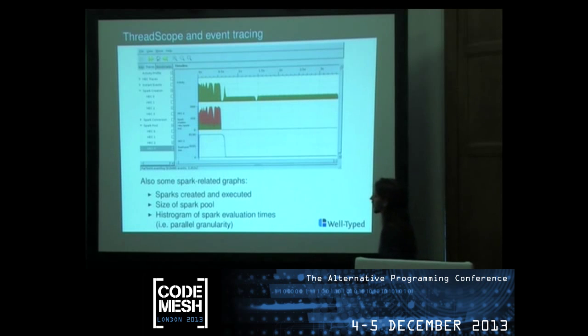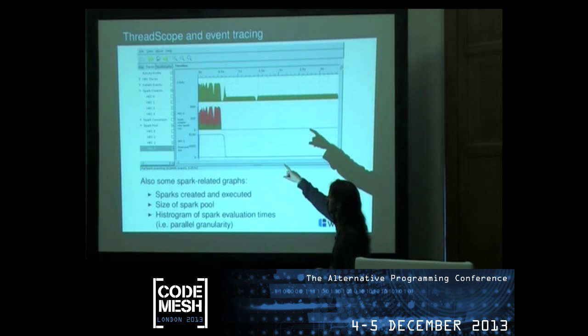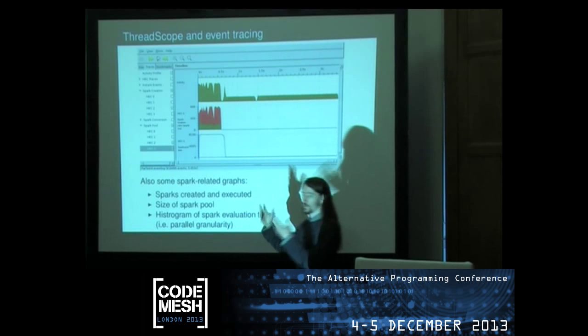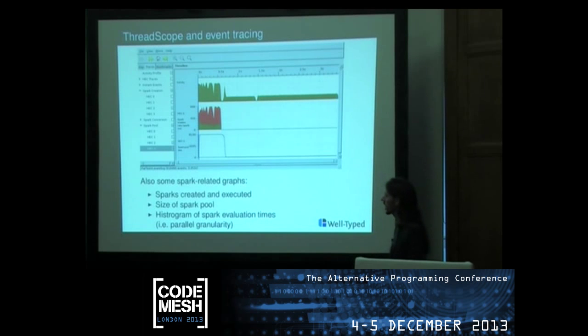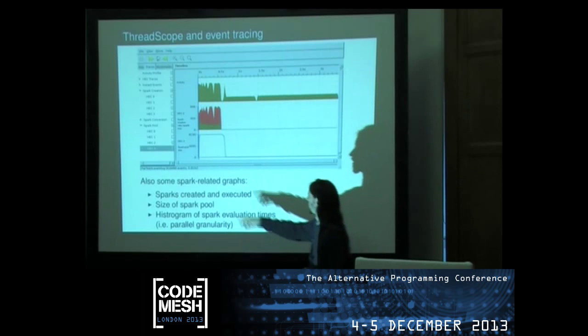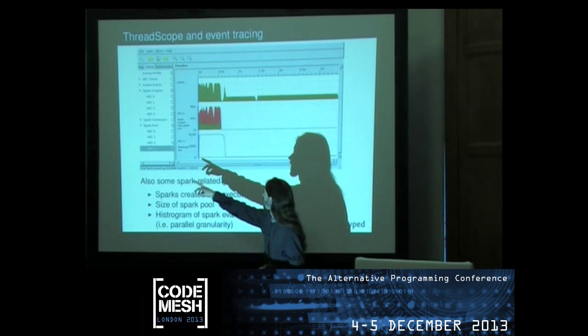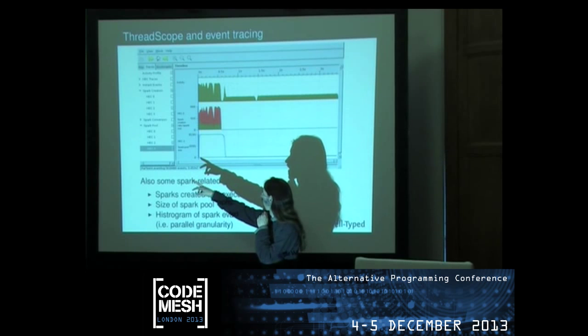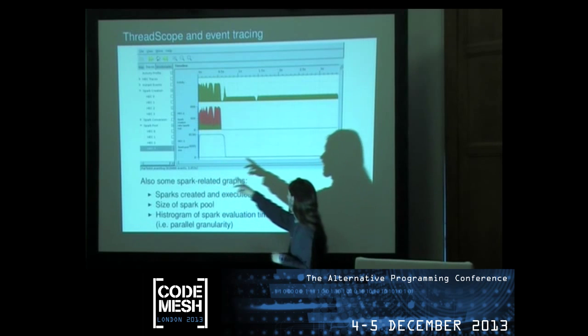So we have a graph that shows you how many sparks are being created and converted. That means put into the Spark pool and then taken out and actually evaluated. So these red ones here are overflowing. And we also see the size of the Spark pool. So we can see here, this corresponds to the program from the previous slide. We can see that the Spark pool is full for this bit, and after that it's empty.